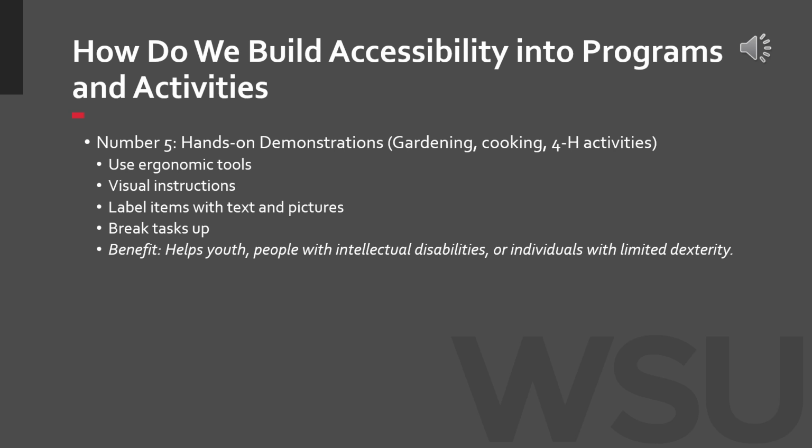Number 5, hands-on demonstrations in activities such as gardening, cooking, or 4-H activities. Use tools with ergonomic handles or adaptive alternatives. Offer visual instructions as well as spoken ones. Label items with text and pictures. Break tasks into simple, clearly explained steps. Benefit: helps youth, people with intellectual disabilities, or individuals with limited dexterity.